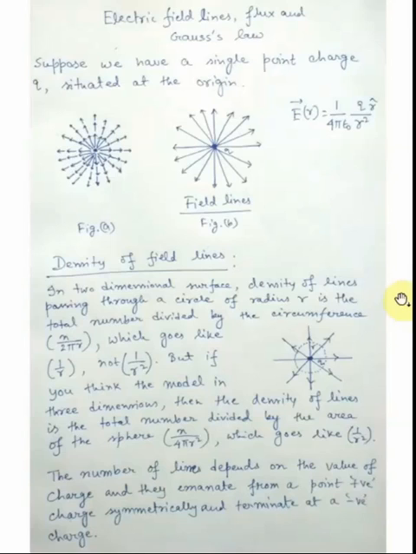Now in this class we will start with the concept of electric field lines, electric flux and subsequently Gauss's law. Now let's begin with the simplest possible case, that is a single point charge q situated at the origin. Now suppose at a particular distance r from the origin, the electric field expression will be like this: 1 by 4 pi epsilon naught, q by r square, r cap.